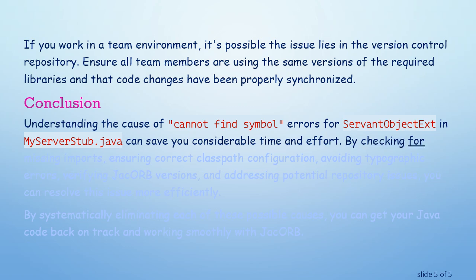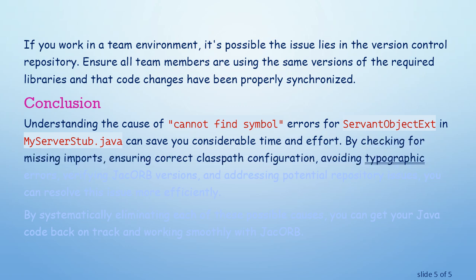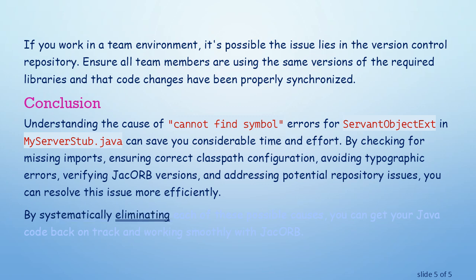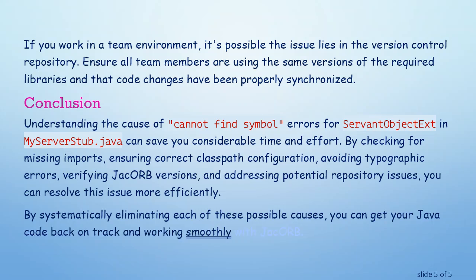effort. By checking for missing imports, ensuring correct class path configuration, avoiding typographic errors, verifying JacORB versions, and addressing potential repository issues, you can resolve this issue more efficiently. By systematically eliminating each of these possible causes, you can get your Java code back on track and working smoothly with JacORB.